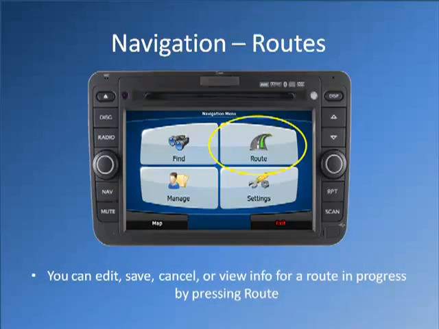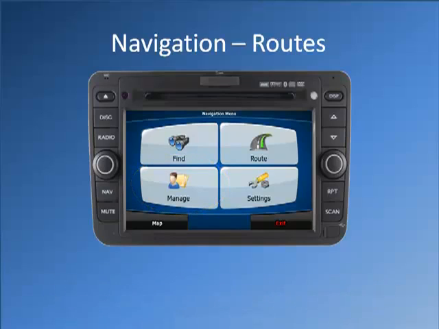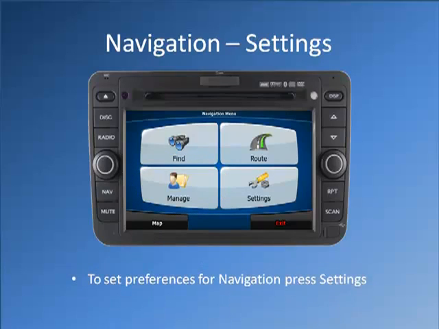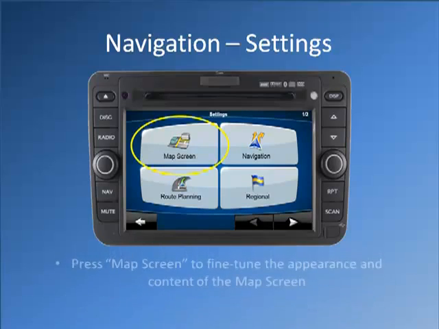You can edit, save, cancel, or view information for a route in progress by pressing Route. You can also organize or select saved routes or point of interests by pressing Manage. To set preferences for navigation, press Settings. Page 1 of the Settings menu will pop up immediately.